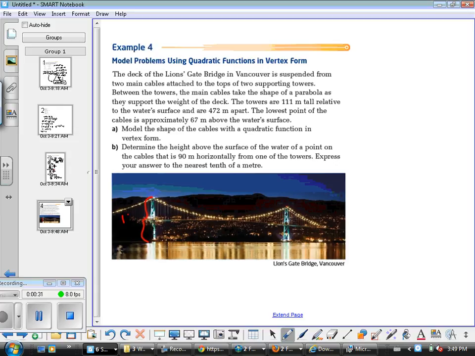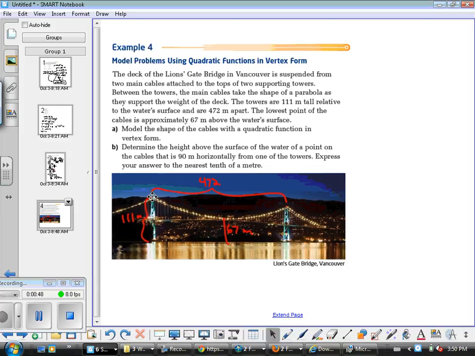Okay, so this is 111 meters. This is 472 meters. And the lowest point of the cables is approximately 67 meters above the water surface.